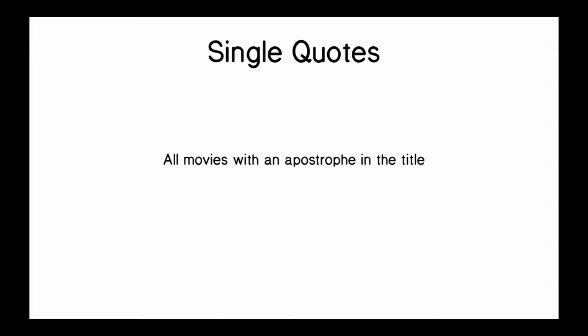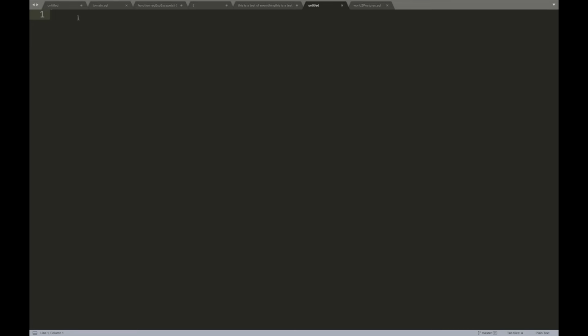Now there's one thing I probably should have mentioned in some video, a bunch of videos ago, and that's how to handle single quotes. So for this, I'm going to demo using this query. I want to know all the movies that have an apostrophe in the title of the movie. So how do we do that? So here's the rub, and let me just embiggen this a bit.